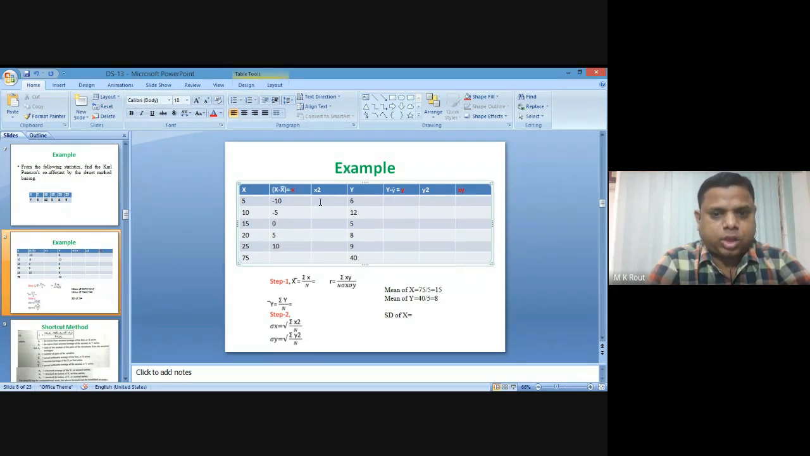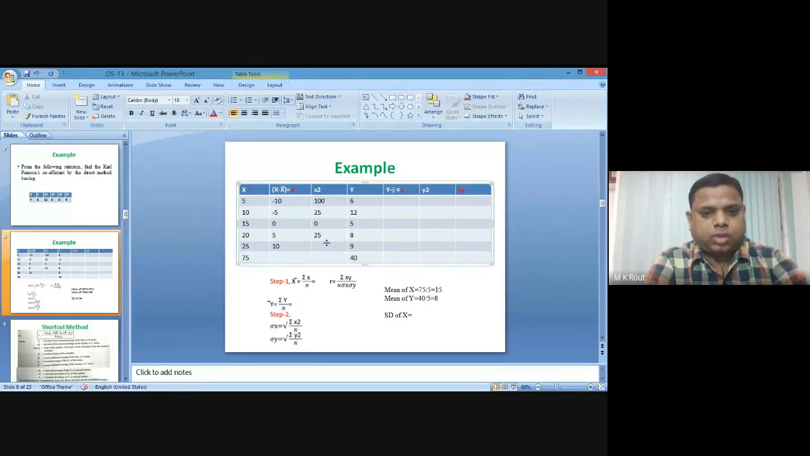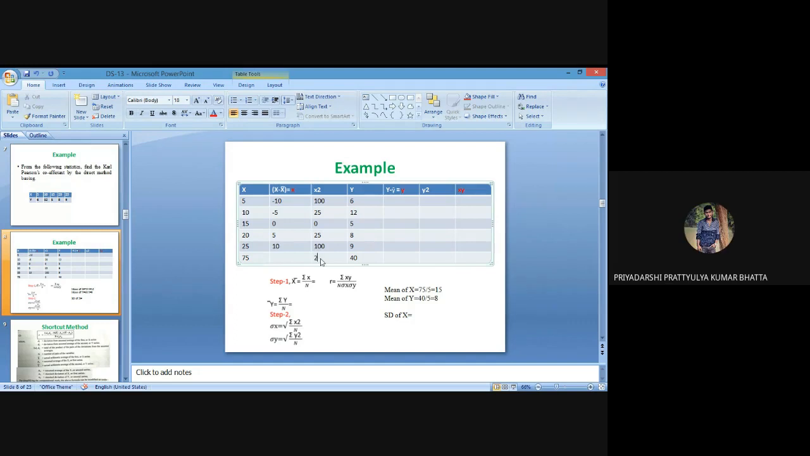Similarly, if you go to the square of x square, that equals to 100. This one is 25. This one is 0. Next one is 25. And the last one is 100. So what is the sum of this one? 250. Good.